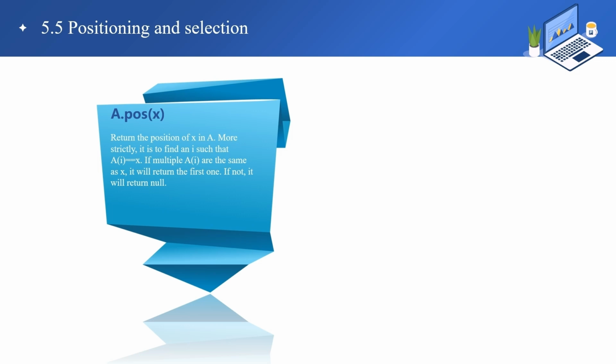In the other way round, we will also care about whether a data is in the sequence and its position in the sequence. The function a.pos x will return the position of x in A. More strictly, it is to find an I such that AI equals x. If multiple AI are the same as x, it will return the first one. If not, it will return null. The latter case is more commonly used, that is, whether the return value of the pos function is null is used to determine whether a data is in the sequence.